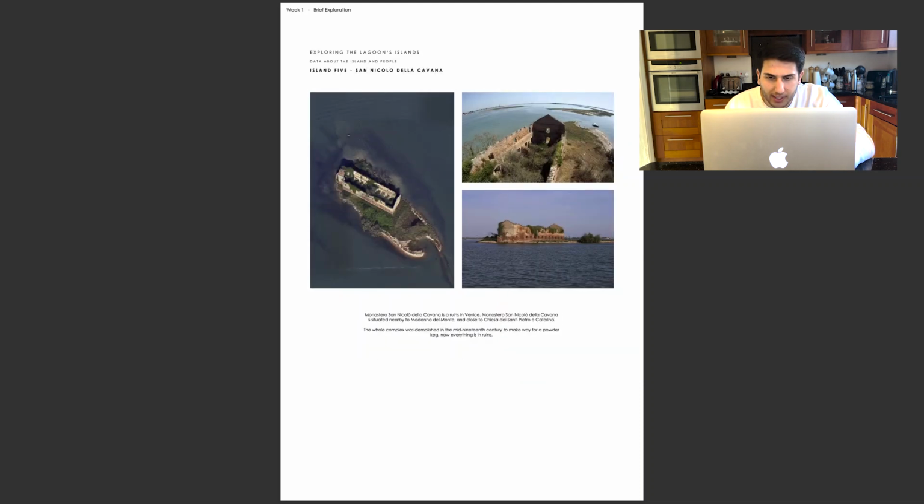Island 5, I think this was, let me just read my notes. The ruins. It looks like it was a church of some sort or a building. I'm not quite sure what the use of this island was, but it's quite interesting.